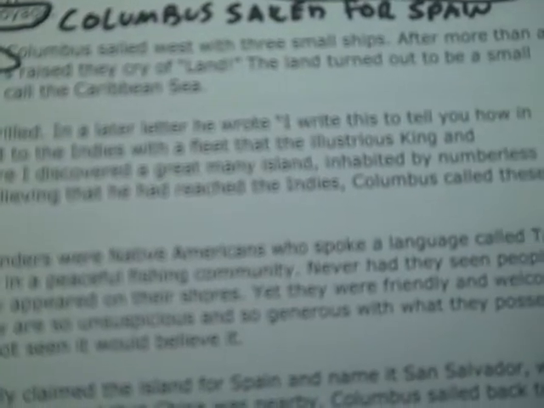Columbus was thrilled. In a later letter he wrote, "I write to you to tell you how in 30 days I sailed to the Indies with a fleet that the illustrious king and queen gave me, where I discovered a great many islands, inhabited by numberless people." Mistakenly believing that he had reached the Indies, Columbus called these people Indians. So, again, I don't necessarily know if that's fact. We'll come back to that one. In reality, the islanders were Native Americans who spoke a language called Taino. We know that. So those are the people that Columbus met. So put that over top of it.